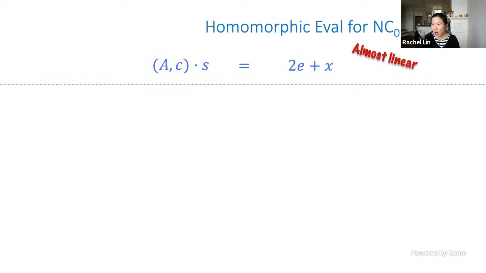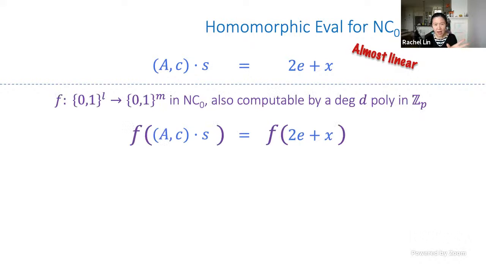So how do we add homomorphism to this very basic encryption scheme? Well, that basically involves looking at the almost linear decryption equation. Let's think that if we want to evaluate an NC0 function, that function can always be written as a degree D polynomial in Z_p. Why? Because every Boolean function with locality D can be written as a multilinear polynomial with degree at most D, in any field Z_p.